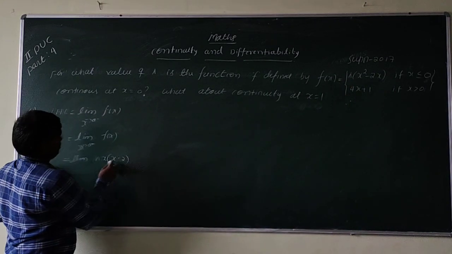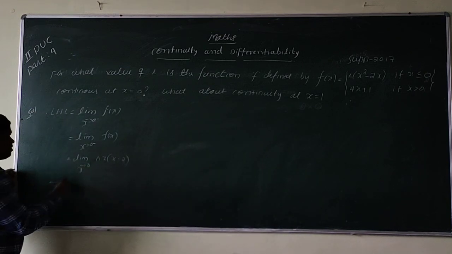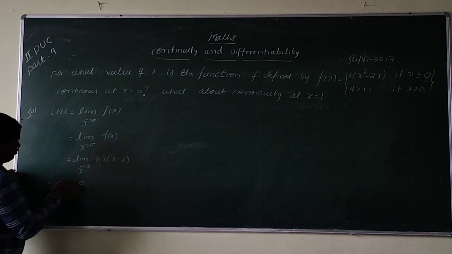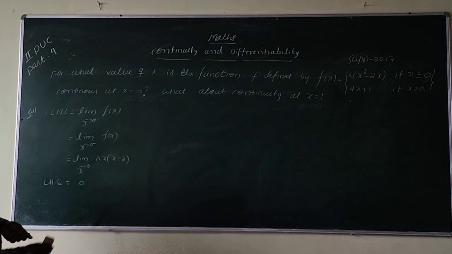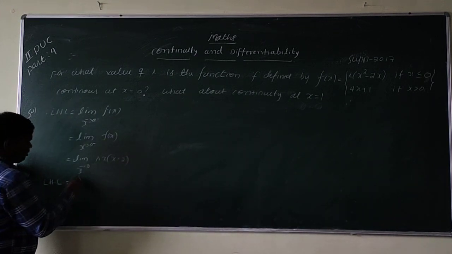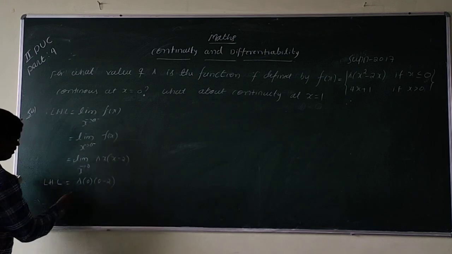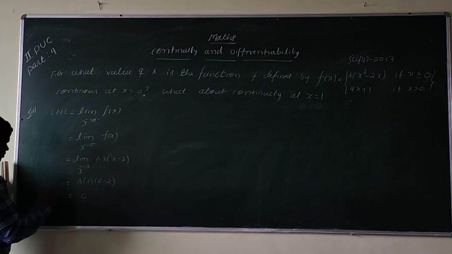As x tends to 0, apply the limit. If you apply x equal to 0, we get 0. Suppose you apply lambda into 0 minus 2, this is equal to 0. So the left hand limit is 0.